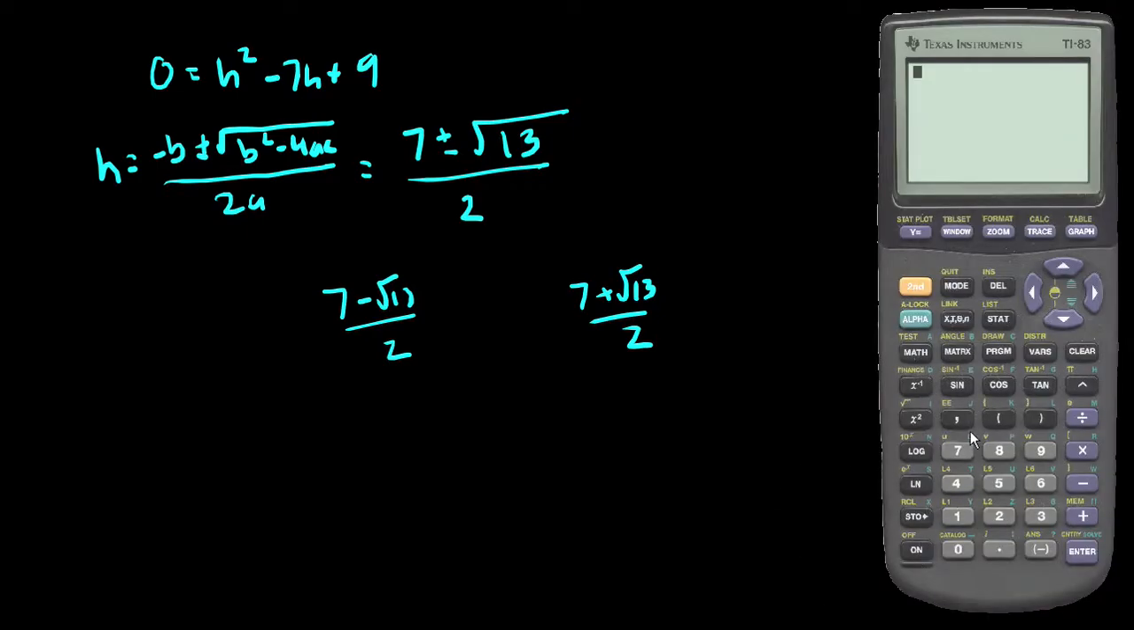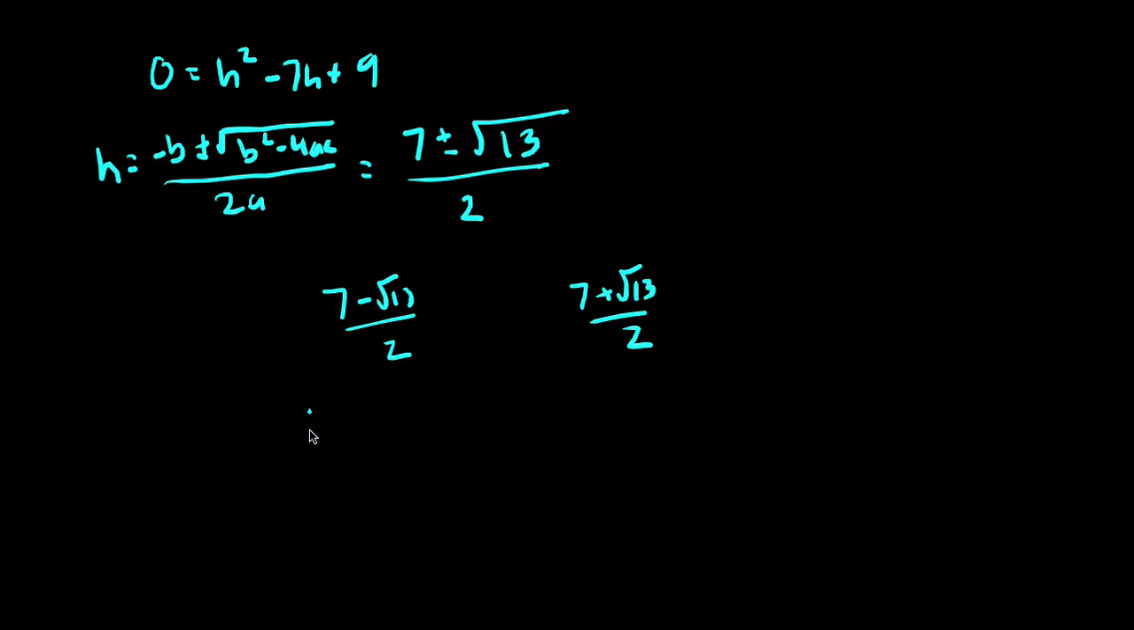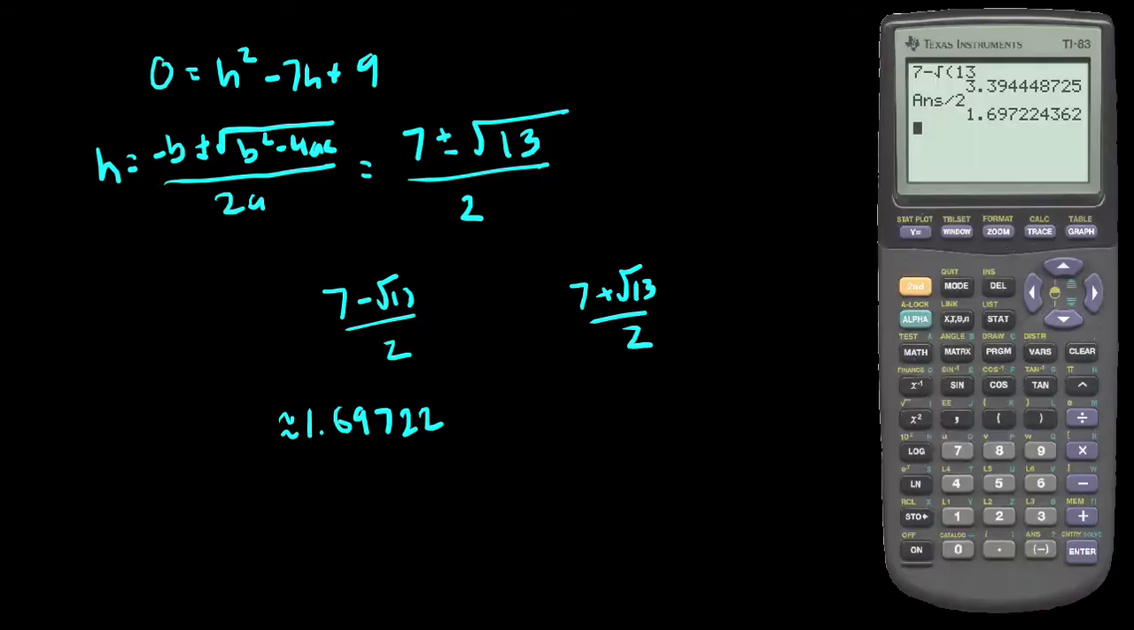So 7 minus the square root of 13 divided by 2 is approximately 1.69722. And the other one, 7 plus square root of 13 over 2 is approximately 5.30278.